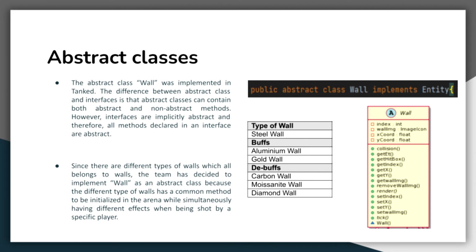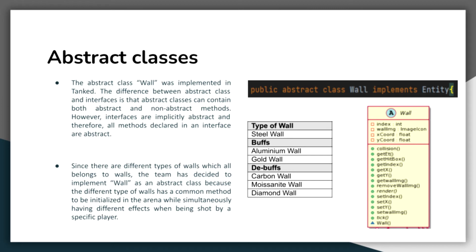I'm going to talk about the abstract class that's being demonstrated in our project. So our project consists of different types of walls, such as steel wall, aluminium wall, etc. And all of them share some common attributes, such as the XY coordinates of the wall and the ImageIcon that stores the image. It also contains default method implementations, such as collision detection.